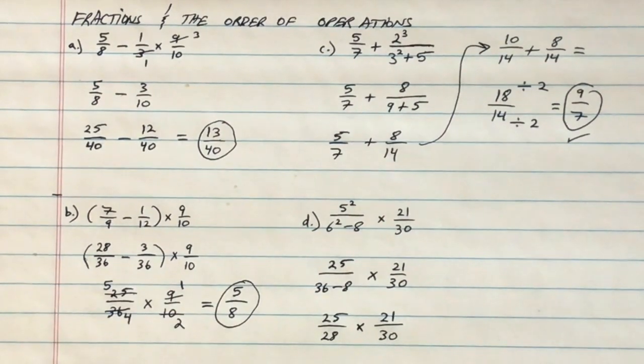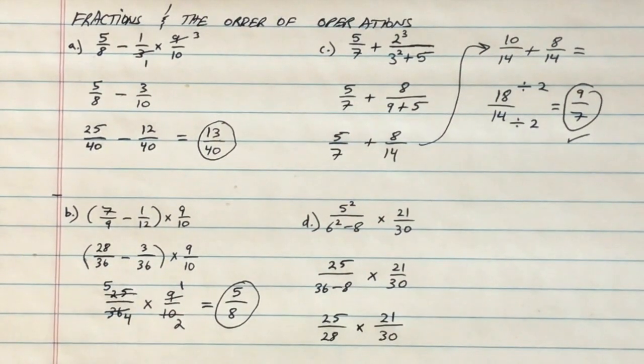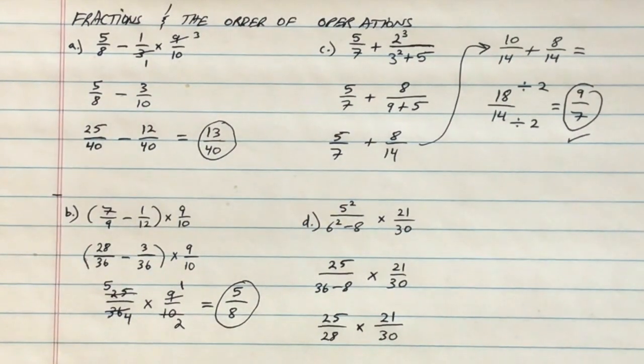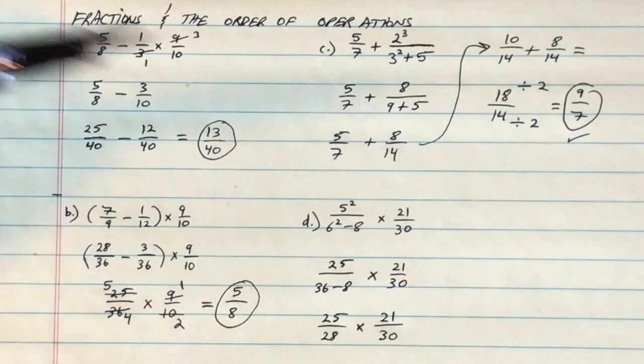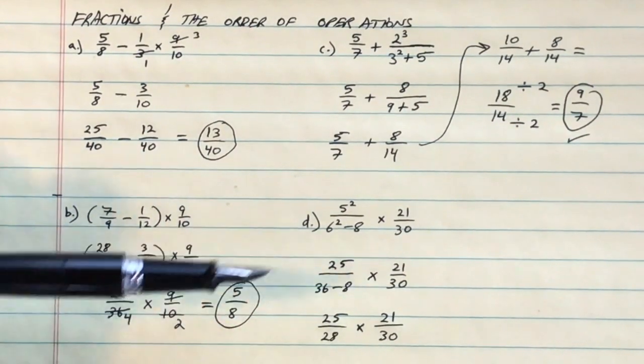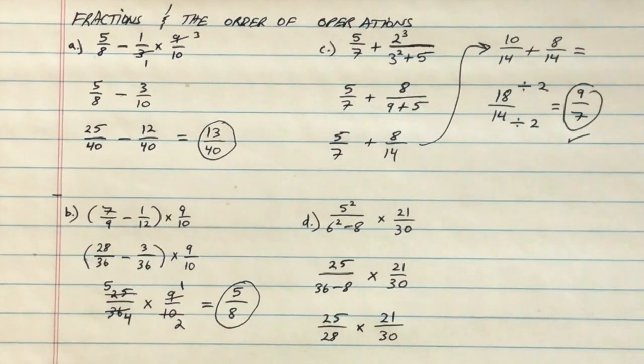Now just look. What we did was not complicated. 5 squared, 6 squared. Pretty easy to do those exponents, right? 5 times 5, 6 times 6. Then we just did the basic math there. 36 minus 8 to give us 28. Yeah, that's right.